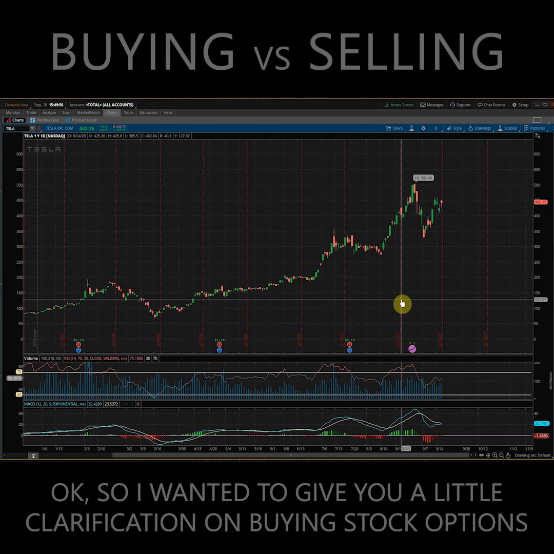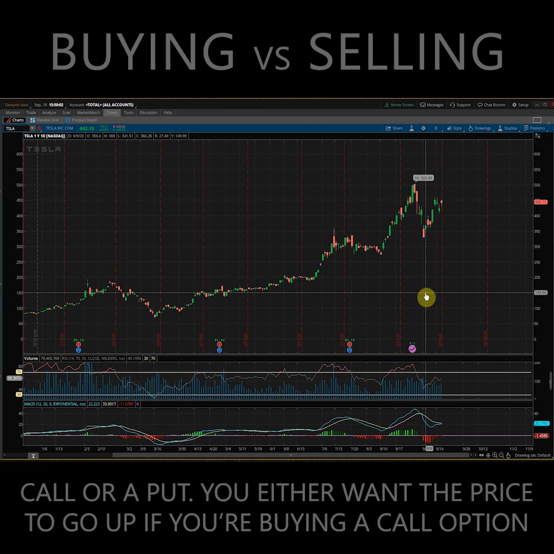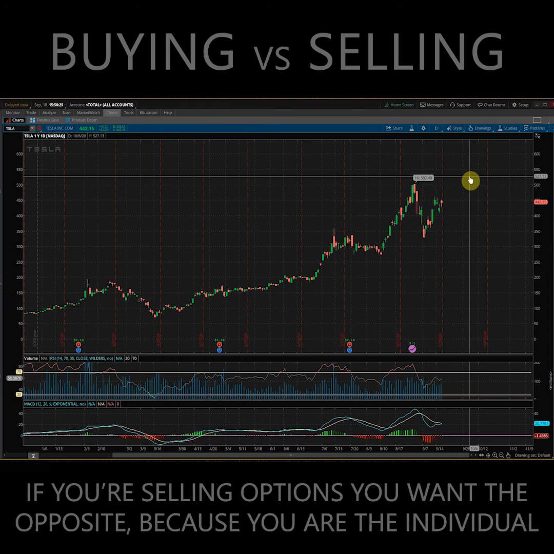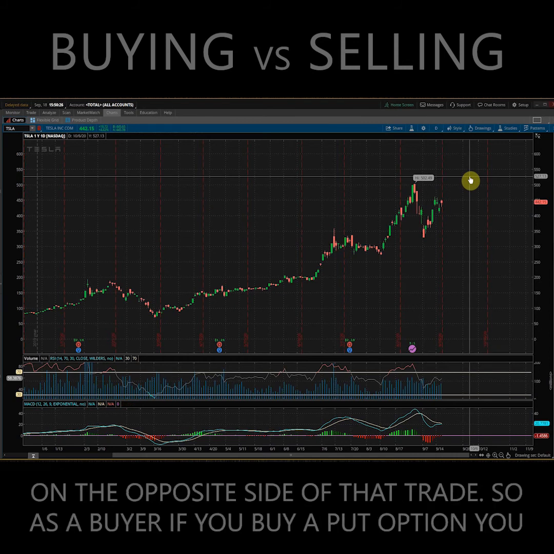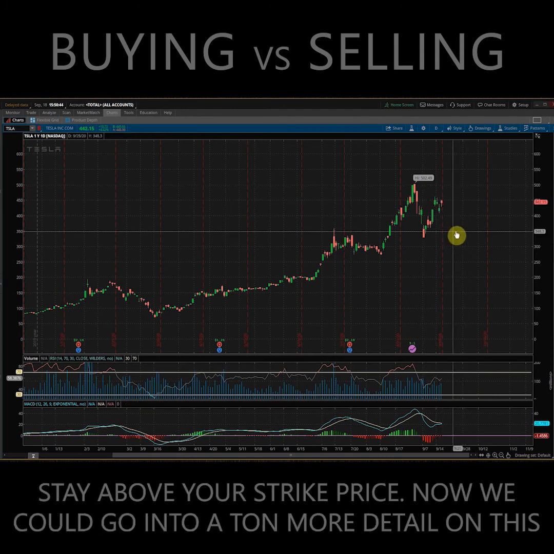Okay, so I wanted to give you a little clarification on buying stock options versus selling stock options. So buying stock options, you're either buying a call or a put. You either want the price to go up if you're buying a call option, or you want the price to go down if you're buying a put option. If you are selling options, you want the opposite because you are the individual on the opposite side of that trade. So as a buyer, if you buy a put option, you want it to go down.